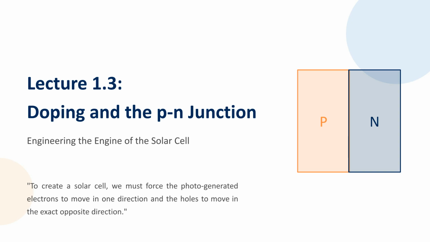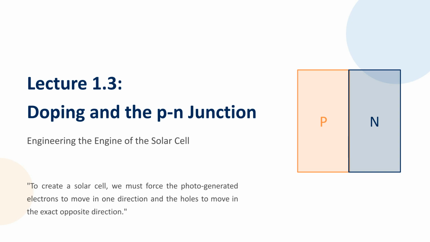If we take a pure, perfectly intrinsic semiconductor and shine light on it, we will successfully generate electron-hole pairs. But those charges will just wander around randomly until they eventually bump into each other and recombine, losing their energy as heat. A pure semiconductor cannot generate usable electrical power because it lacks a directional driving force. To create a solar cell, we must force the photo-generated electrons to move in one direction and the holes to move in the exact opposite direction.